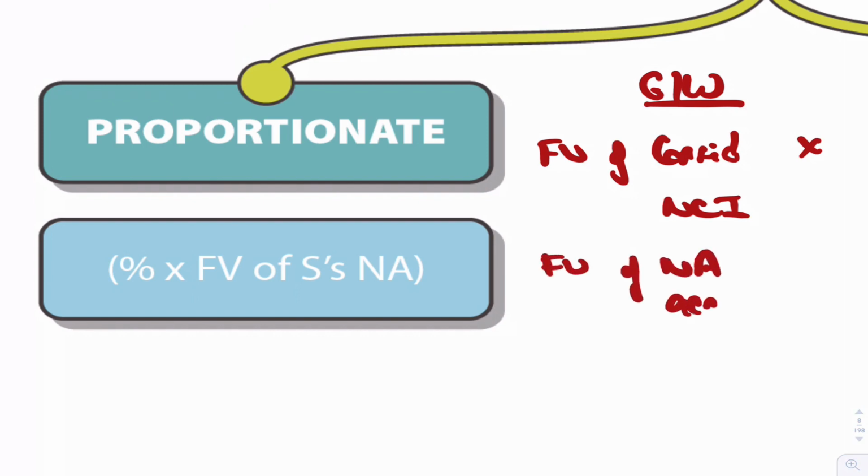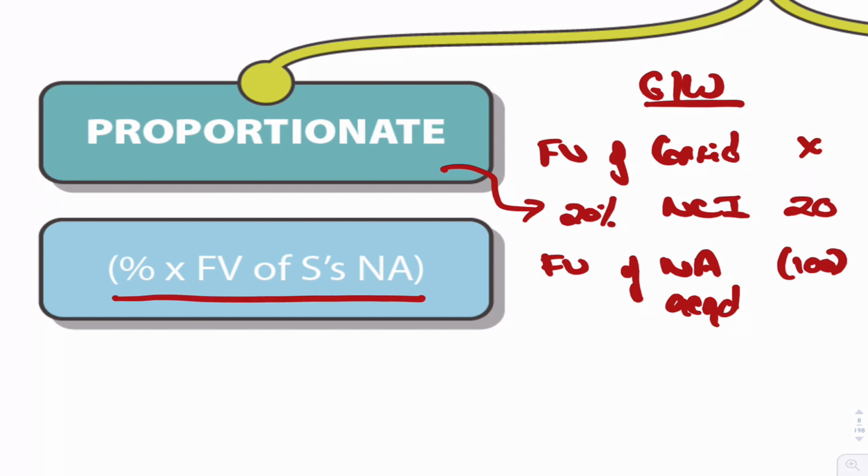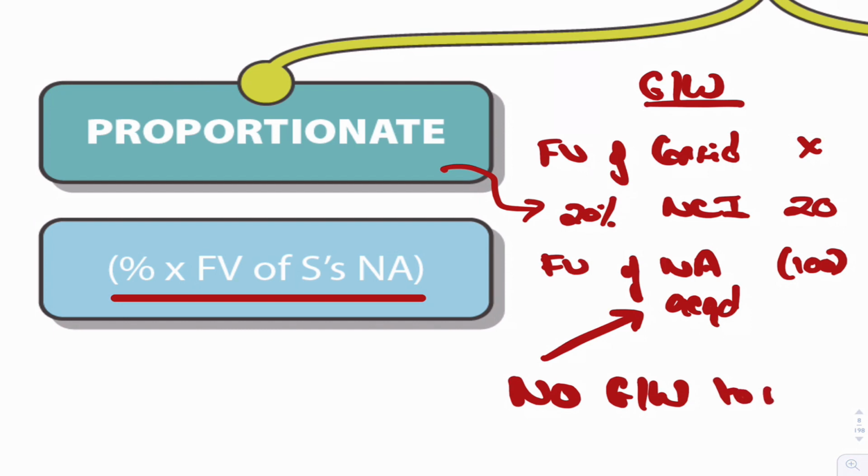Now let's say the fair value of net assets acquired was 100 and your NCI is 20%. Doing the proportionate method, NCI would here be 20% of 100. Okay, so that's how you calculate it. Percentage of the fair value of S's net assets. Notice you only give them the share of the net assets. You do not give them any goodwill. No goodwill given to NCI here, just share of the assets when doing the proportionate.